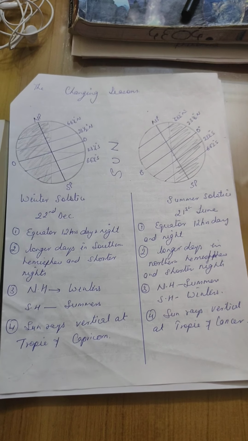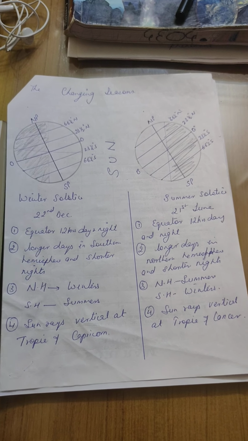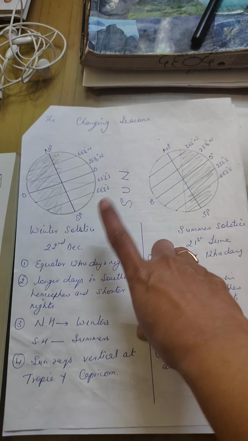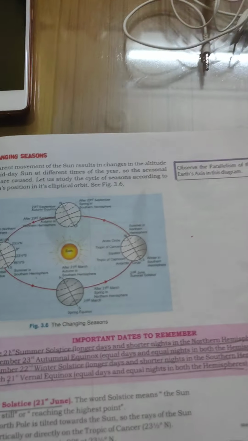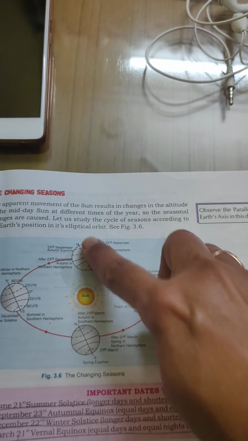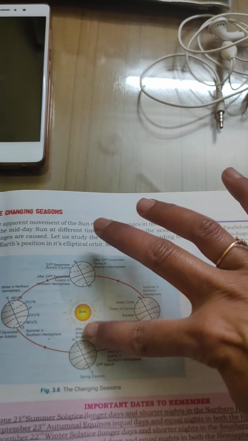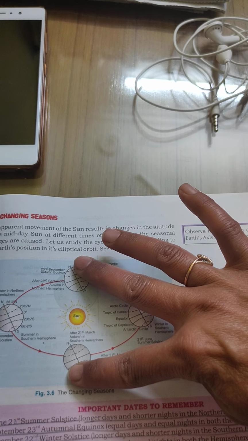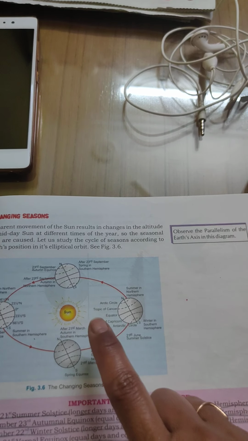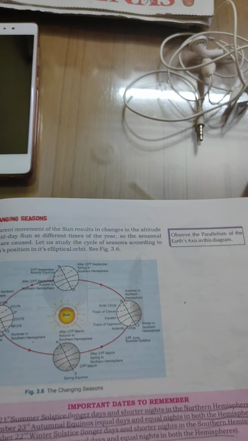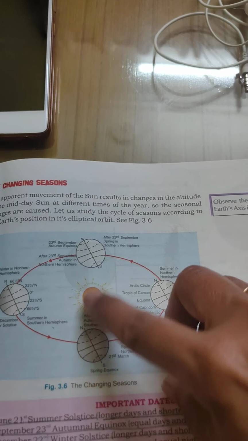This is a comparison between the winter solstice and summer solstice, which are happening on 22nd of December and 21st of June respectively. Then if you come back to that same diagram here, there are two more positions which have been given in your diagram. Now if you see, in both the cases, neither the north pole is facing the sun nor the south pole is facing the sun. It is an intermediate position, and this intermediate position is called the equinox.